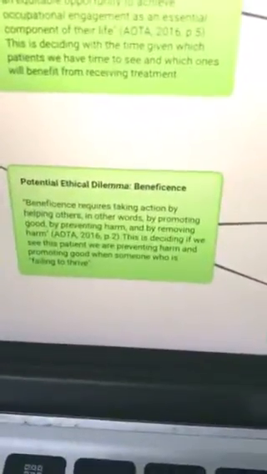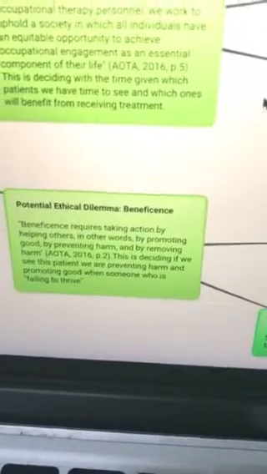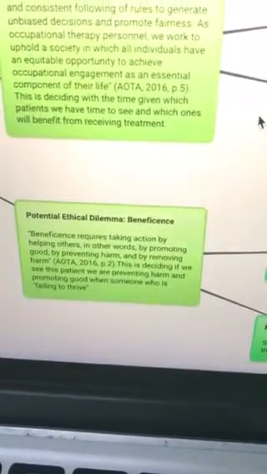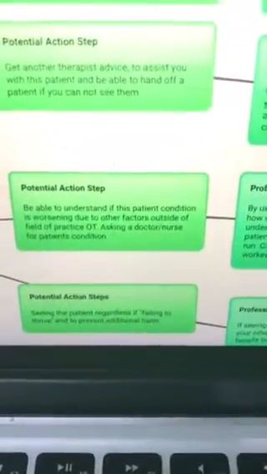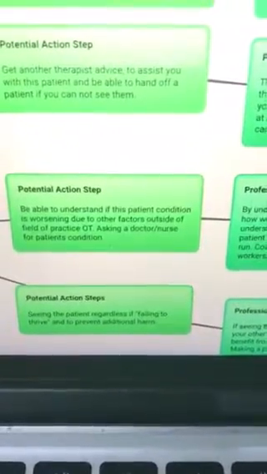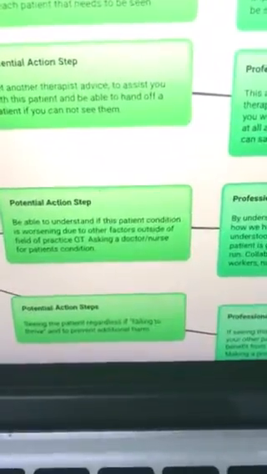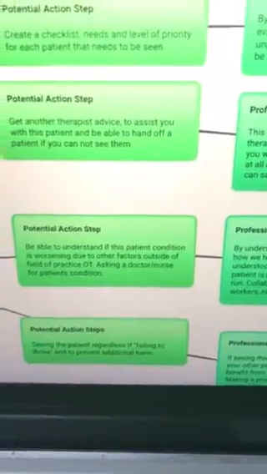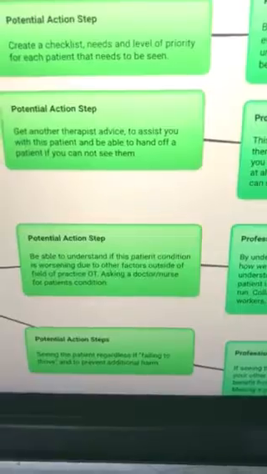So this is requiring taking actions by helping others, in other words, by promoting good, by preventing harm, and removing harm. This is deciding if we see this patient, if we're preventing harm and promoting good when someone has failure to thrive. So being able to understand this, if this patient's condition is worsening due to other factors outside of your field of practice, asking the doctor or nurse, have their conditions changed, have their conditions improved, what's going on, like are they doing better today, or are they doing worse today, and kind of getting a read for that.